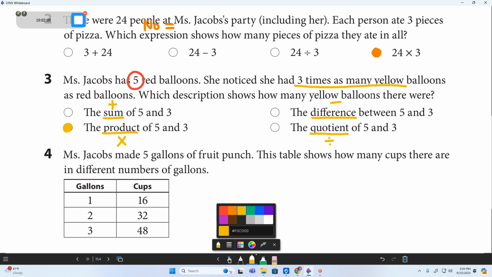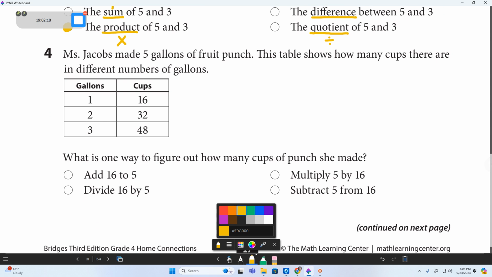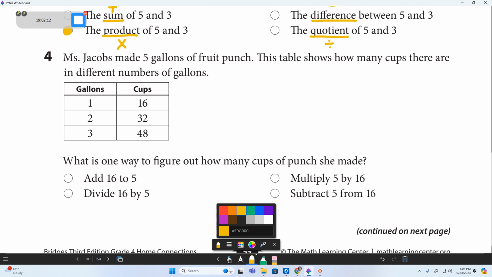Number 4, Ms. Jacobs made 5 gallons of fruit punch. This table shows how many cups there are in a different number of gallons. So 1 gallon is 16 cups. So 1 times 16 is 16. 2 times 16 is 32. 3 times 16 is 48. What's one way to figure out how many cups of punch she made?